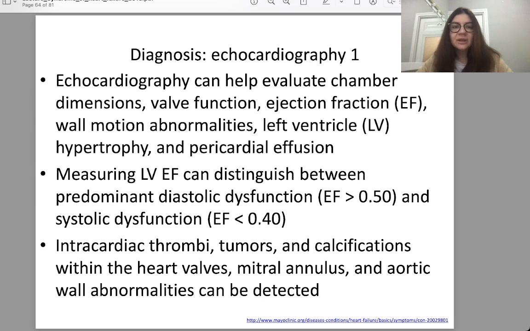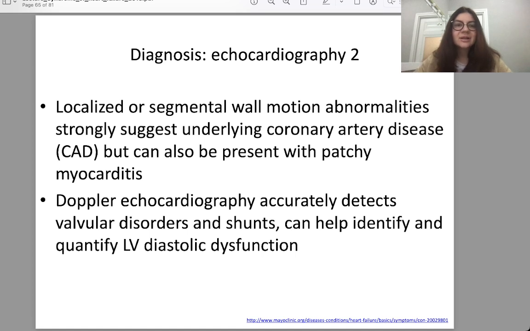Intracardiac thrombi, tumors, and calcifications within the heart valves, mitral annulus, and aortic wall abnormalities can be detected. Localized or segmental wall motion abnormalities strongly suggest underlying coronary artery disease, but can also be present with patchy myocarditis. Doppler echocardiography accurately detects valvular disorders and shunts, and can help identify and quantify left ventricle diastolic dysfunction.